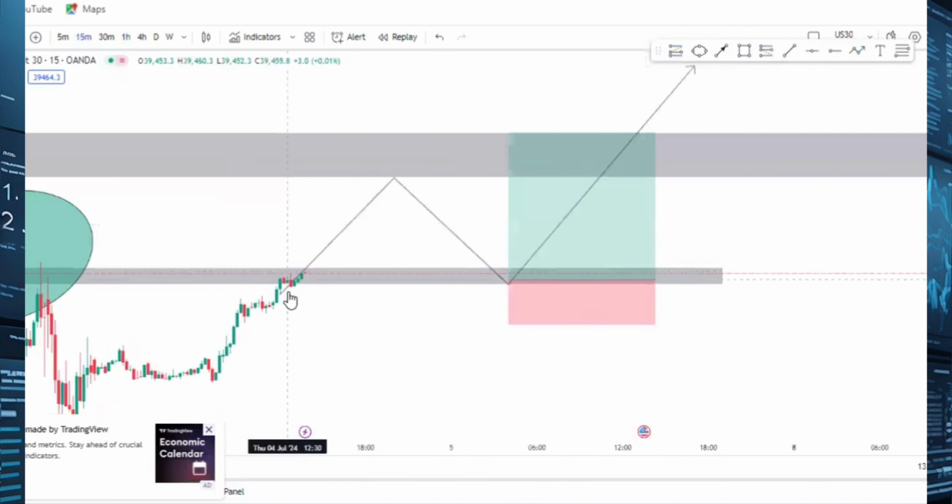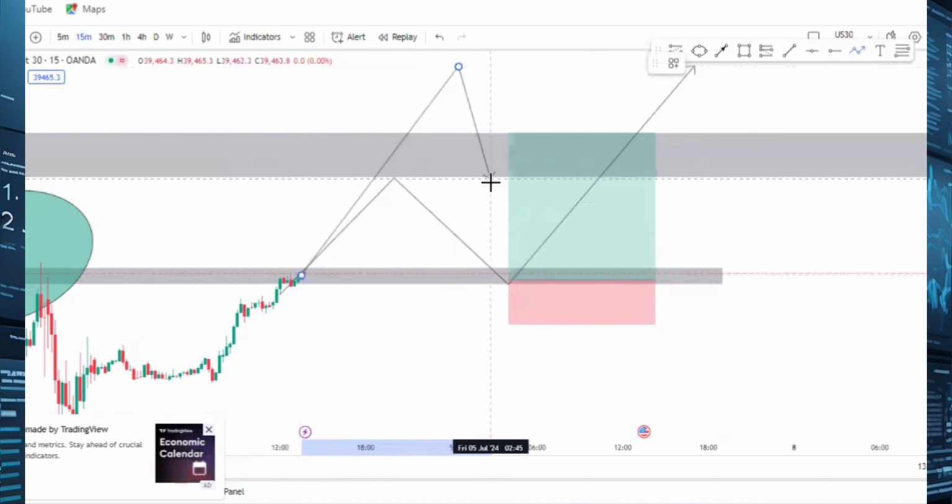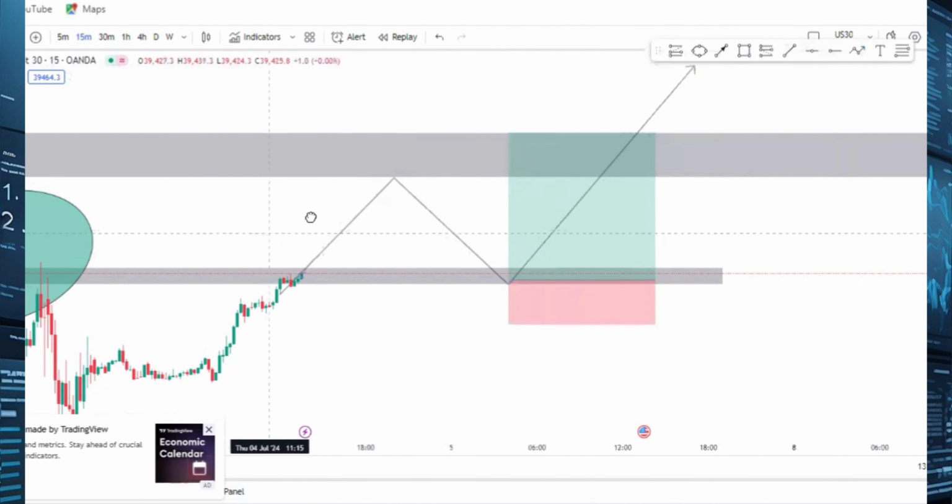Now, if the market refuses to retest here, and breaks this level, coming all the way down here on the 1 hour time frame, then we'll come down to the 15-minute time frame to look for buying opportunities still.